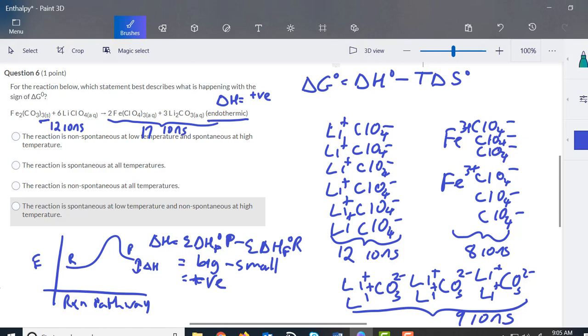So you can see there's more ions on the product side than there are on the reactant side. Remembering that delta S is going to be decided by the sum of the S naught of the products minus the sum of the S naught of the reactants, you can see that it's going to be 17 minus 12, which is 5. So that's a positive number. That tells us there's been an increase in entropy going from the reactants to the products. So the sign of delta S is going to be positive.